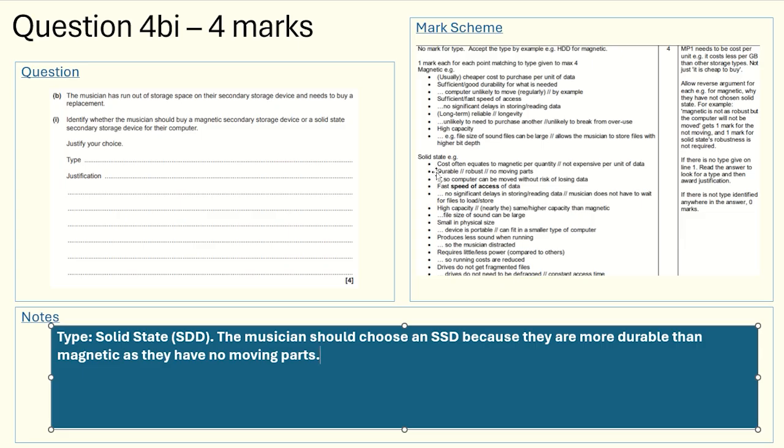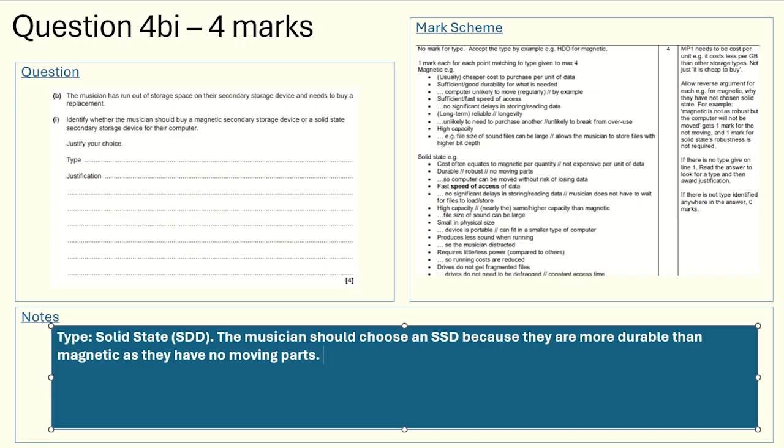So this second bullet point here, mark point 2. We could elaborate on that as well. The dots here mean that we can go on to explain that point a little bit more if we want to, and we can get a second mark for that one. This point says, so computer can be moved without risk of losing data. If it's a musician who needs to go to different places to record, then the SSD will be better because it's more durable. If he gets bumped around in the back of his car, it's not going to be as susceptible to damage as a magnetic.